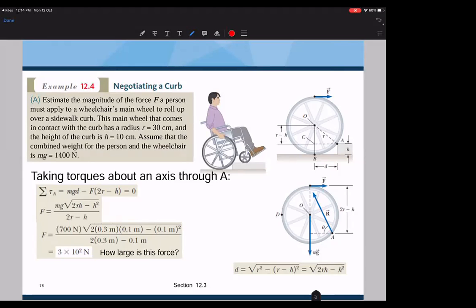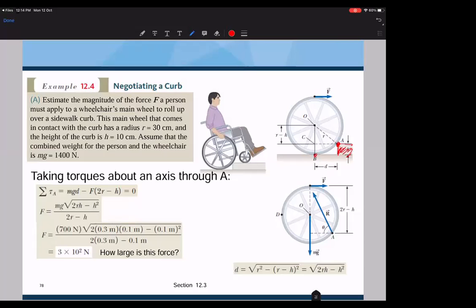You have the diagram that tells you the situation. The person is applying a force F in a horizontal direction, and he is trying to go over the curb. So it is just one single step of the stairs. And the contact point is A. And the wheel is in contact with the ground surface at the point B.